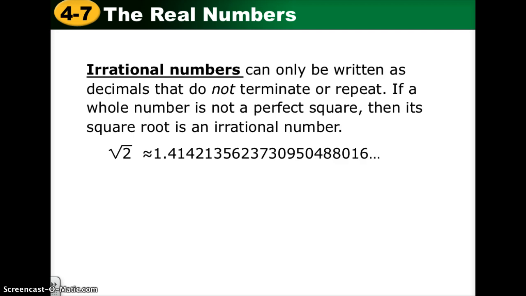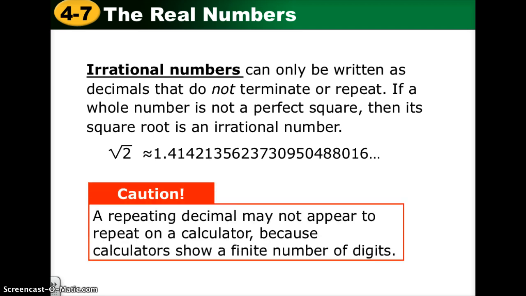Irrational numbers can only be written as decimals that do not terminate or repeat. If a whole number is not a perfect square, then its square root is an irrational number. So for example, the square root of 2 equals 1.414, etc., going on and on with different numbers, so there's no pattern.